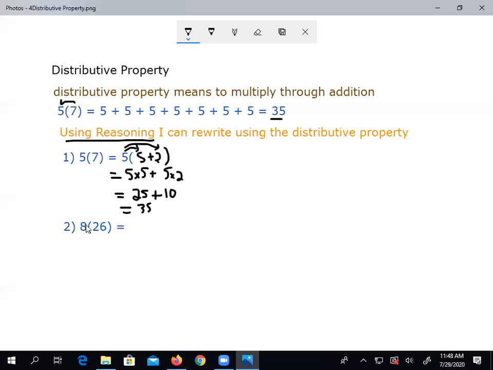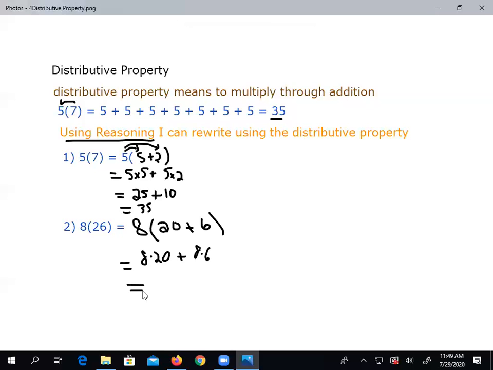It's too much work. So what we're allowed to do in this problem, 8 times 26, is keep the 8, and change the 26 to an addition problem. We can change it to 20 plus 6. So now all we got to do is go 8 times 20, because distributive property means multiply the outside number to both inside numbers. 8 times 20 plus then 8 times 6.